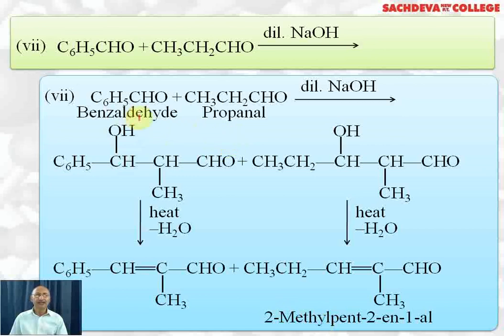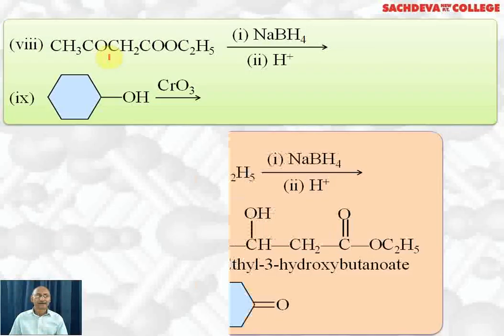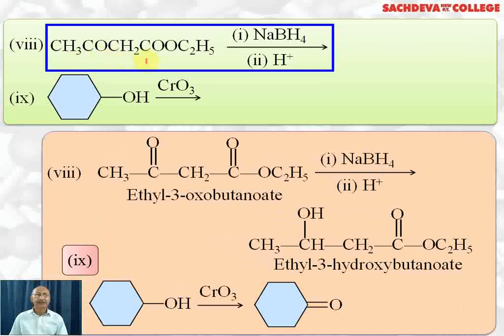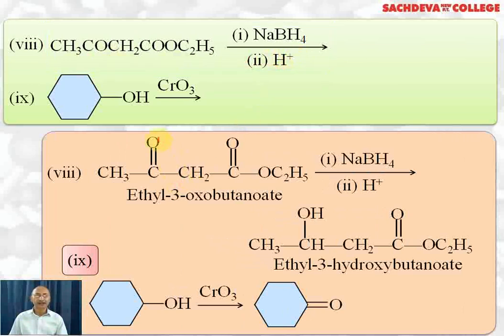One of the aldehydes does not have alpha hydrogen, so we have not got 4 products, rather we have got 2 products. Next we have a ketoester, beta ketoester, which is getting reduced with sodium borohydride followed by acidification. So here keto group will get reduced to secondary alcohol, ester will not have any effect with sodium borohydride. So we get ethyl 3-hydroxybutanoate.